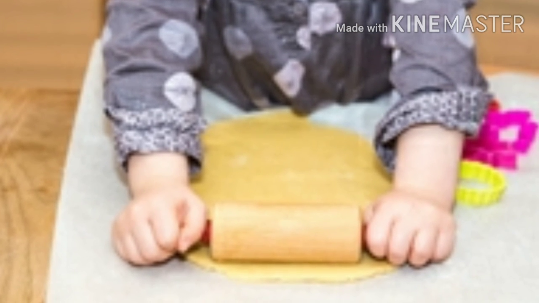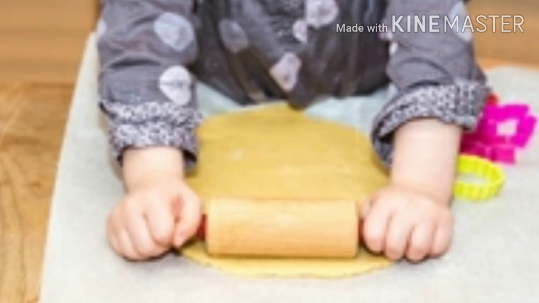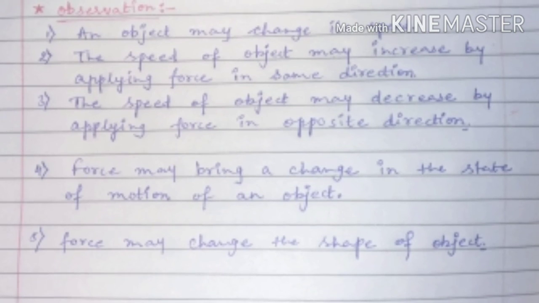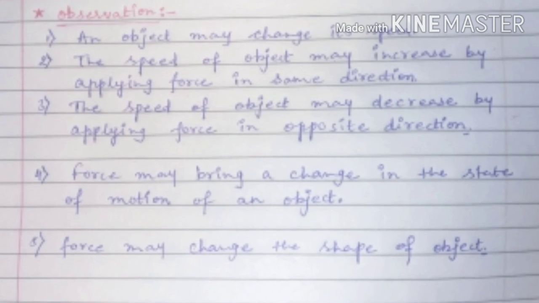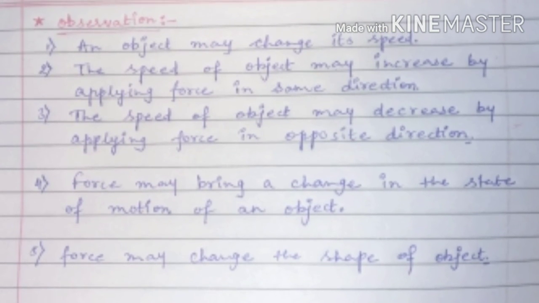So this is all about the properties and the state of motion, by which we can understand that the state of motion gets changed when we exert force on the object.